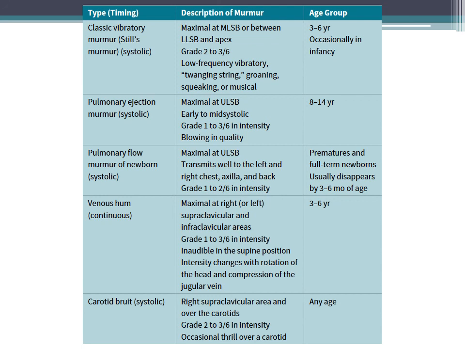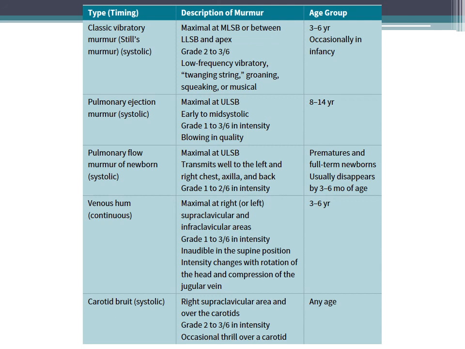Classic heart murmurs you can see in the chart, and I'll go over them one by one. The first is the classic vibratory Still's murmur, and this is going to be your most common innocent murmur. Most of them are detected between 3 and 6 years of age, but the murmur can also be present in neonates, infants, and adolescents.